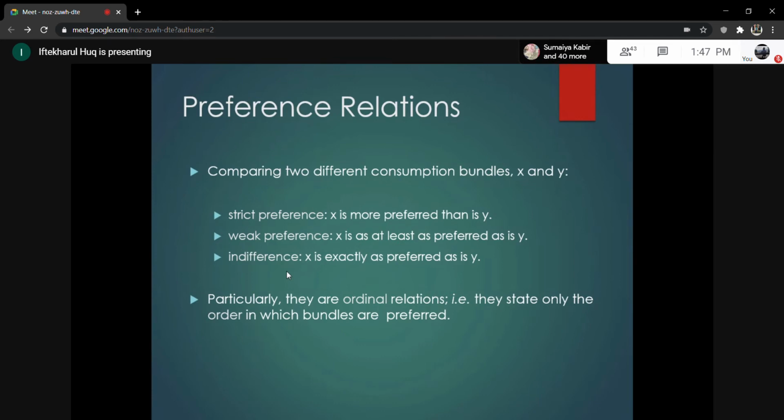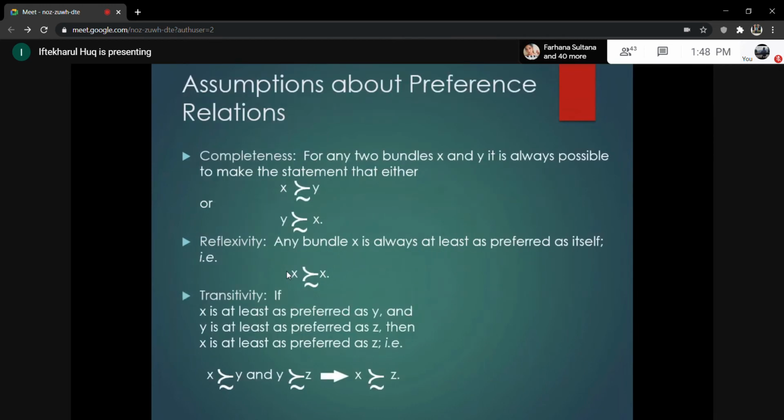This is not necessarily always true. But this is an assumption about the preference. The assumption is that if you are given any two situations, any two bundles, any two packages, you should be able to rank them. Okay, if you can, you fulfill the assumption of completeness. That's all I'm saying, nothing more than that.